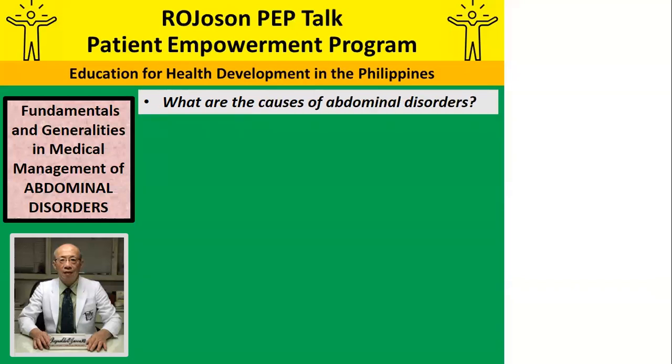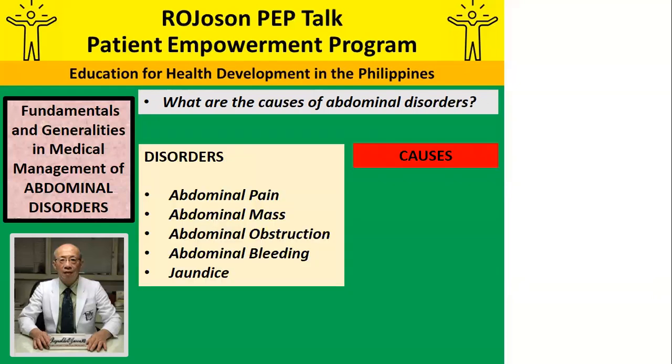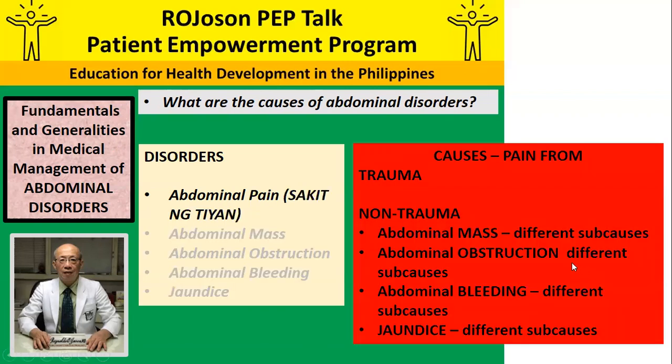The third topic is what are the causes of the abdominal disorders. Okay. So on the left-hand side, you have the disorders listed down here, and then we have to identify the different causes of the disorders. Let's start with abdominal pain or sakit ng tiyan. Causes can be from trauma and non-traumatic causes. Among the non-traumatic causes, pain can come from an abdominal mass with different sub-causes, abdominal obstruction, abdominal bleeding, and jaundice.